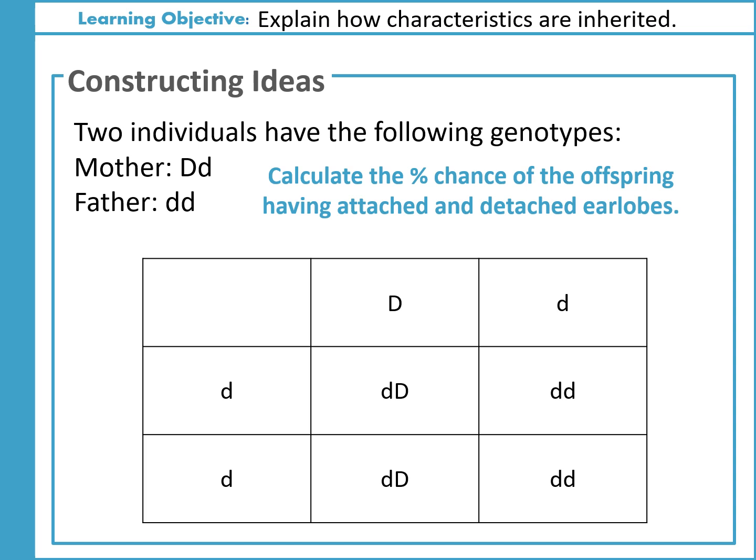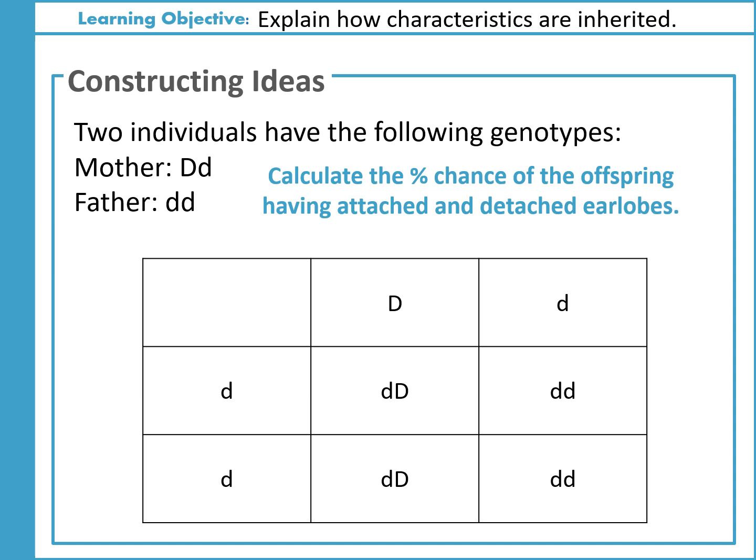So if we've got 4 boxes, and in 2 of those boxes the dominant allele is shown, that means that 2 out of 4 of these offspring are likely to have detached earlobes. So the chance of having detached earlobes is 50%. And that means the chance of having attached earlobes is also 50%. Percentages are always going to have to add up to 100%. Sometimes you might be asked to give these as a ratio, so 2 to 4, which is the same as 1 to 2 for detached and attached earlobes.